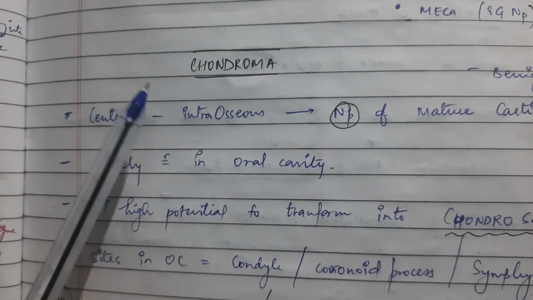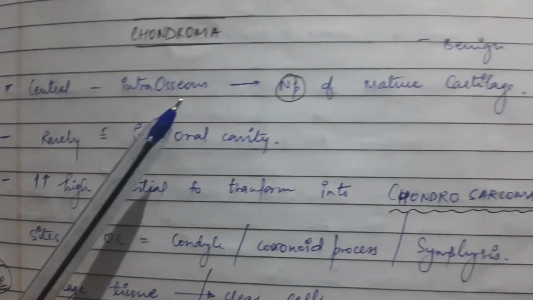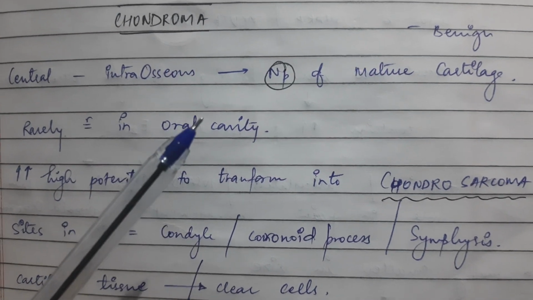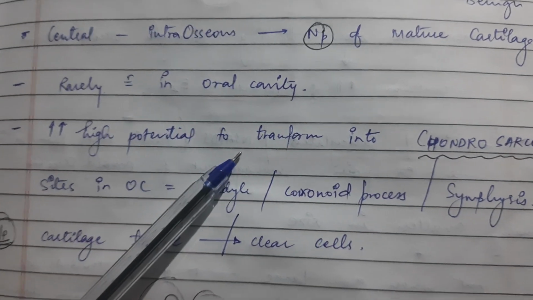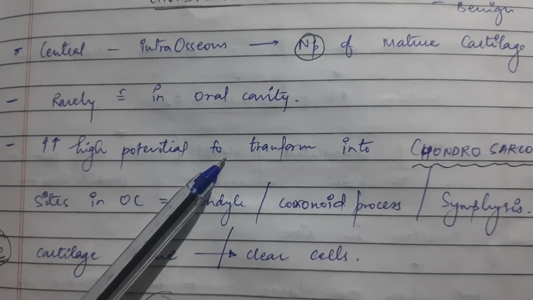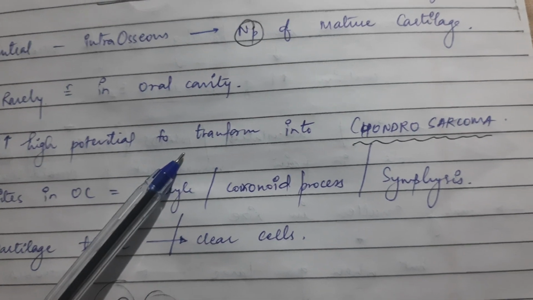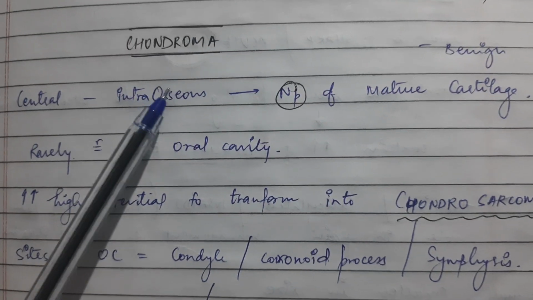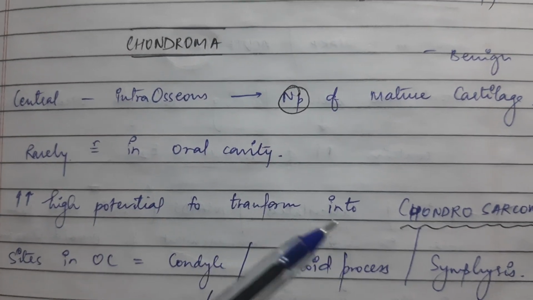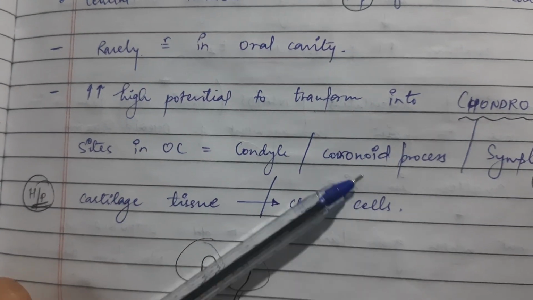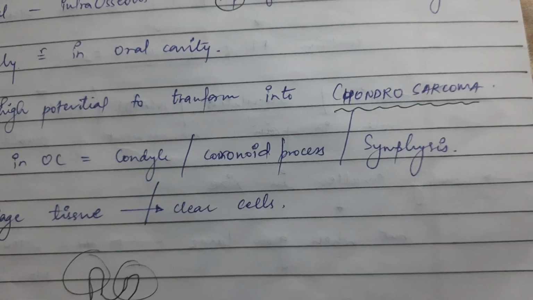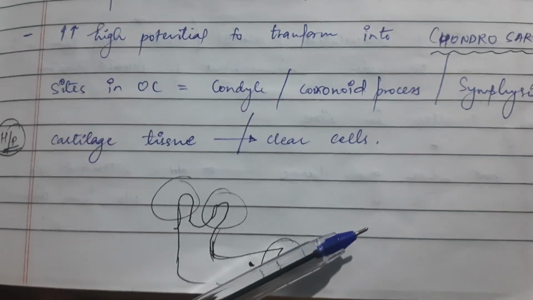Then central chondroma. Chondroma is a central lesion, meaning an intraosseous lesion. It is a neoplasm of mature cartilage, a benign lesion rarely seen in the oral cavity. Chondroma has a high potential to transform into chondrosarcoma. Sites in the oral cavity are the condyle, coronoid process, and symphysis.